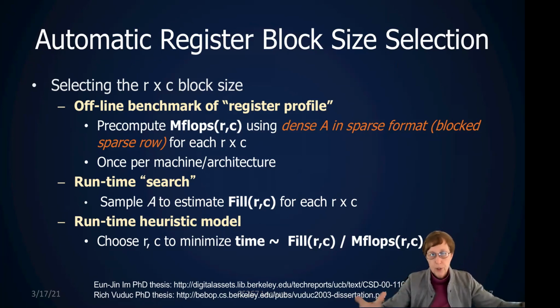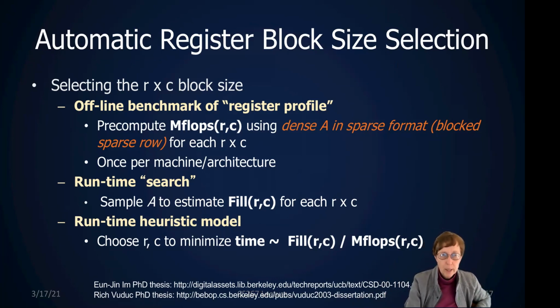So now we have that register profile that tells us basically how fast any matrix that is in that R by C block format is going to go, because probably the best case is going to be a dense matrix in sparse format, just because of the other cache locality advantages you'll get from that. And then what we'll do at runtime, when the user wants to solve a particular problem, is estimate how much we'd have to fill in their particular matrix A in order to make it an R by C matrix.